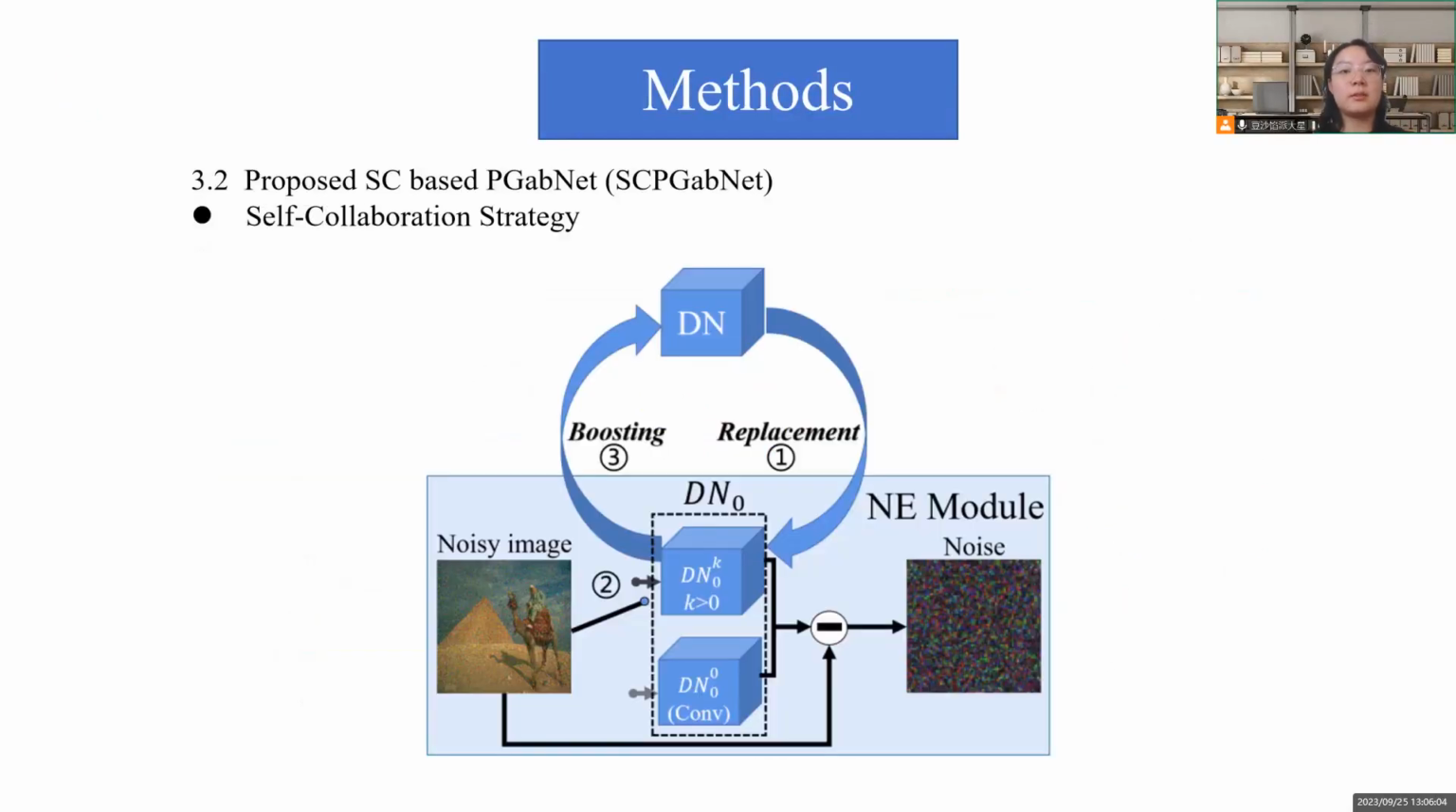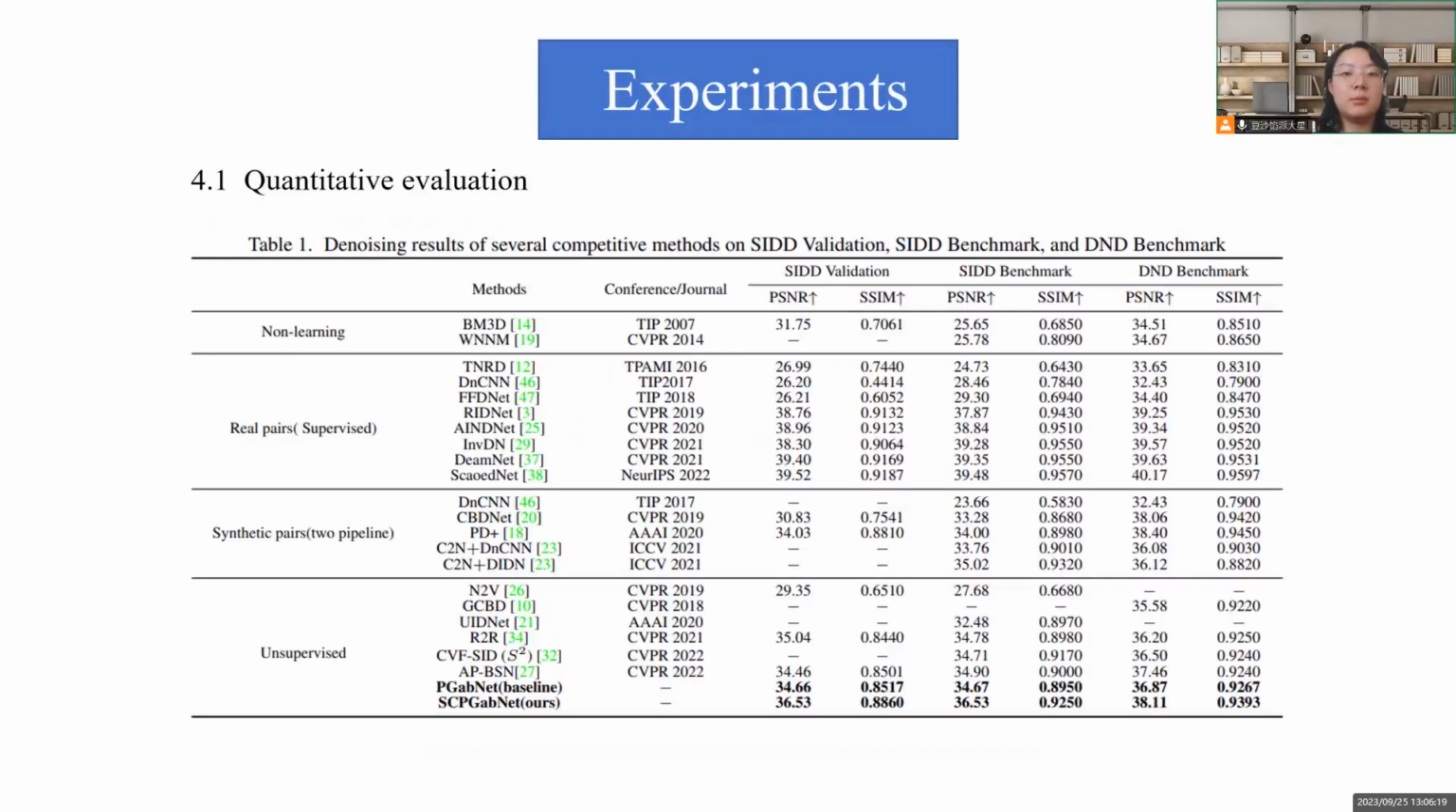To show more detail, here is the SC strategy. In NE, K denotes the number of iterations. The iterative process results in a series of increasingly powerful denoisers. We conducted a lot of experiments.